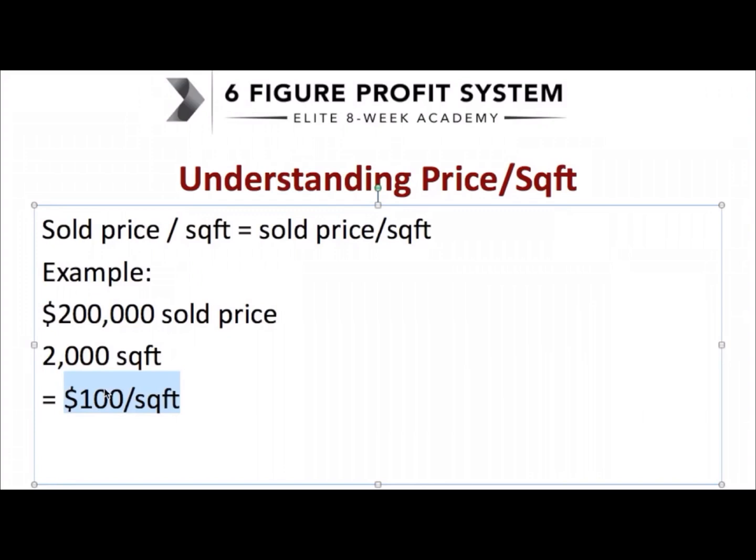Meaning if $100 a square foot is the average or median sold price per square foot in that zip code, then it's safe to say you could take any square footage of a property you're looking at, multiply it by that median sold price per square foot, and get your after repair value of that property. So let's take an example here.